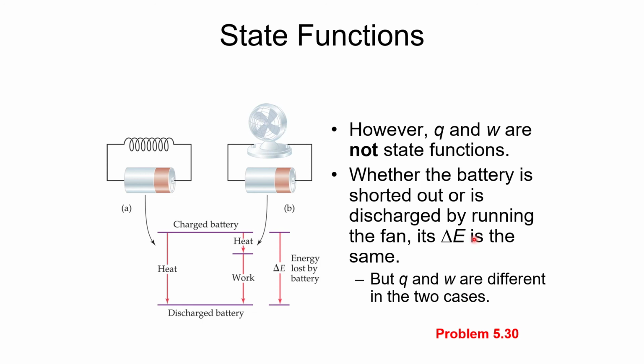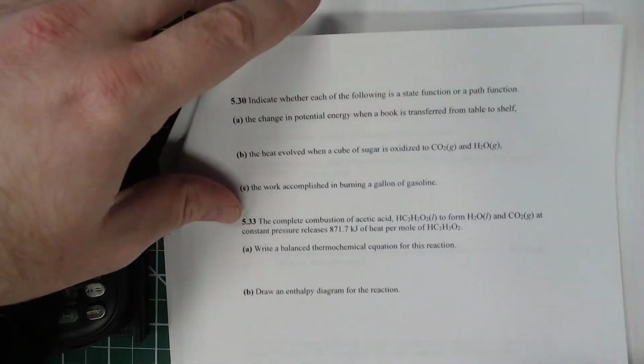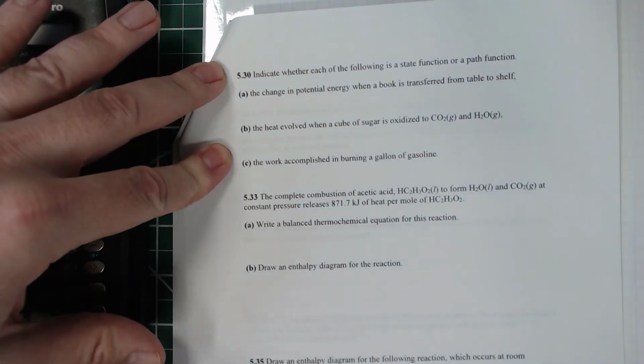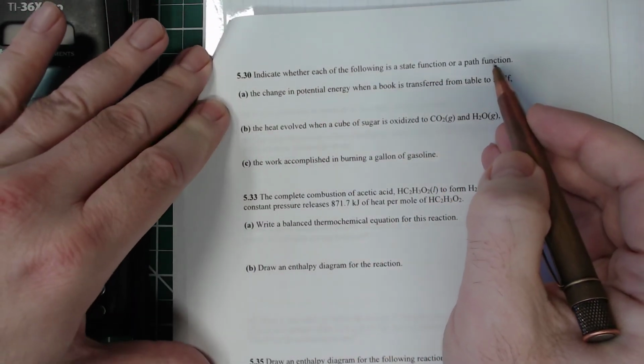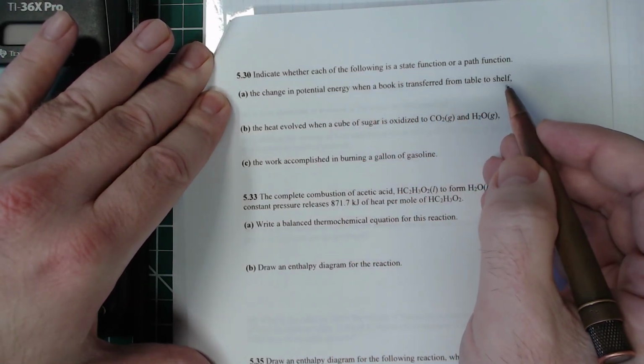All right, so we're going to look at number 30. And again, if something is a state function, you just need to know where did it start and where did it end. All right, so here is number 30. Indicate whether each of the following is a state function or a path function. A, the change in potential energy when a book is transferred from a table to a shelf.